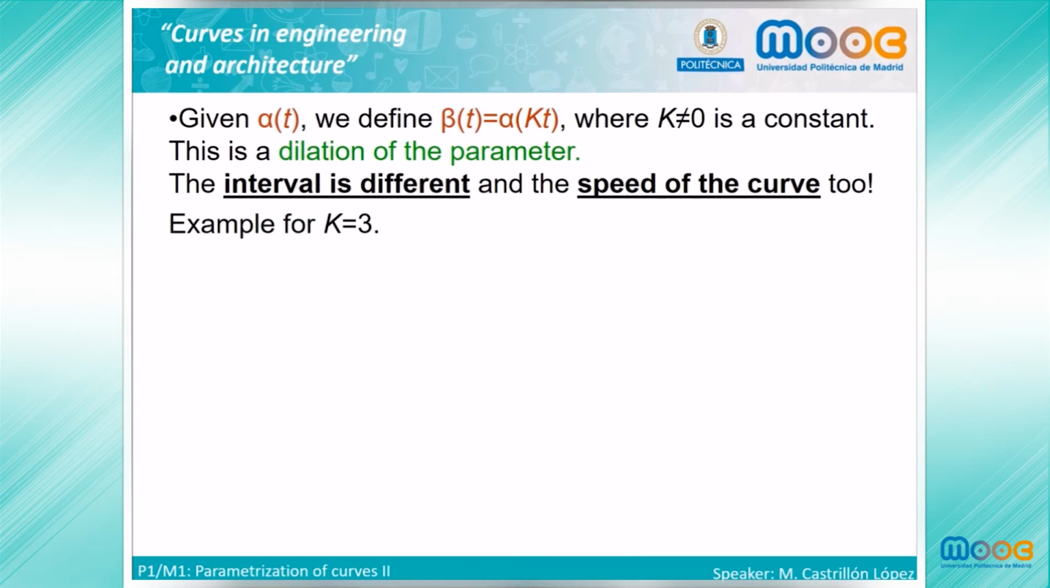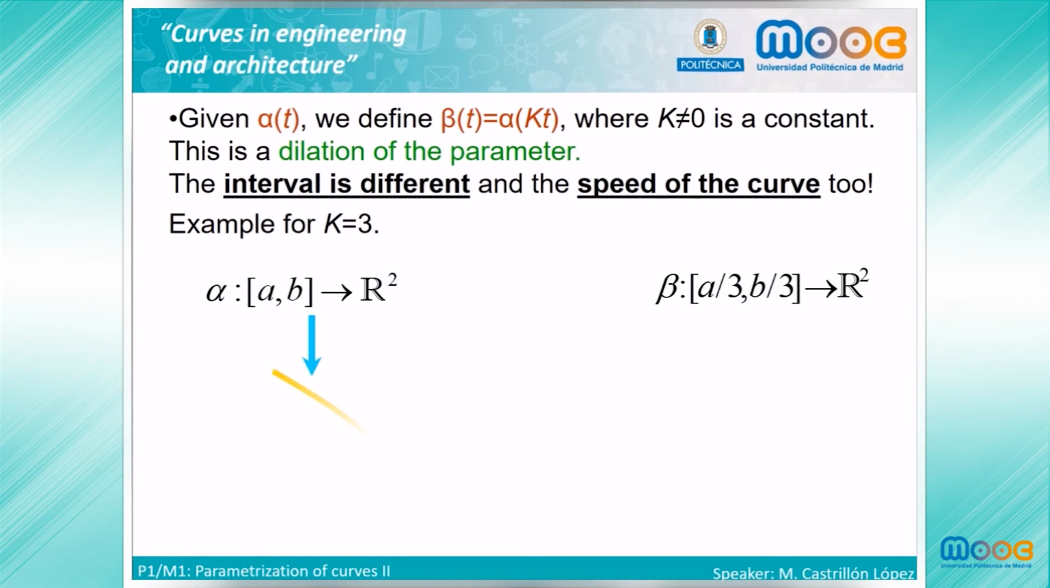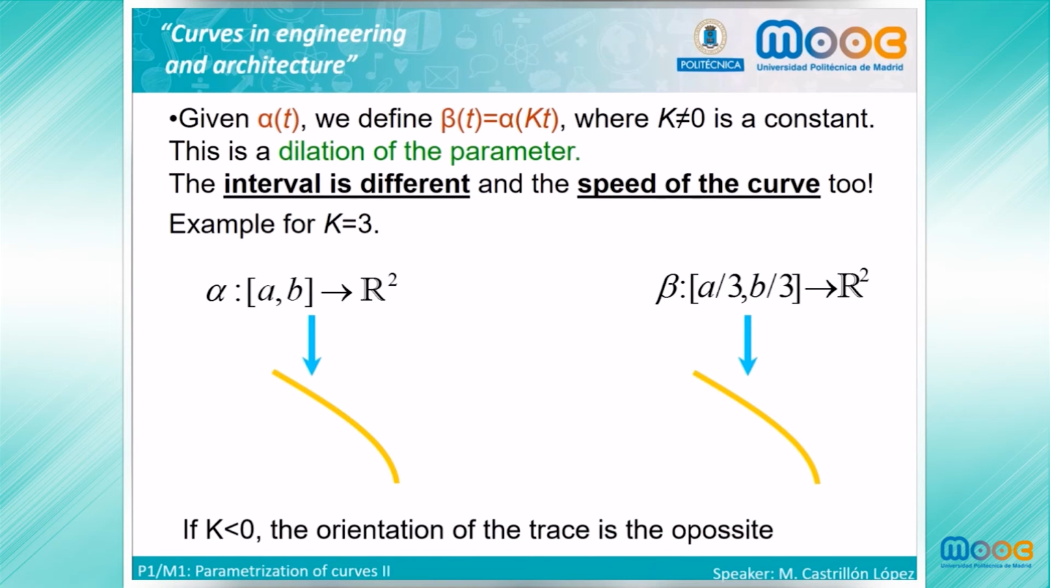Another situation is when one multiplies the variable t by a factor k. This is a dilation of the parameter, and the interval of the new curve is again different. And now, the speed of the trajectory, or the trace, is also different. For example, for k equal to 3, if one has a curve defined from a to b, the new curve will be defined from a over 3 to b over 3. And if the first curve goes slowly along the trace, the new curve will parametrize the trace faster, 3 times. If the factor is negative, the orientation of the trace will also be the opposite.